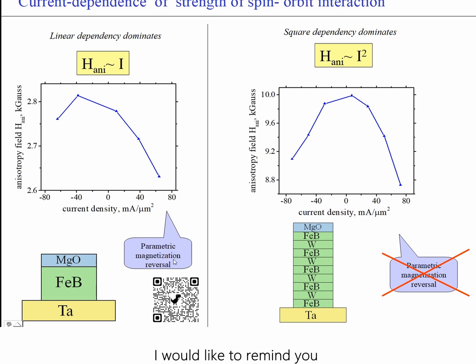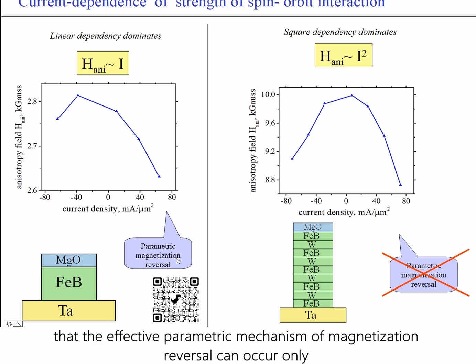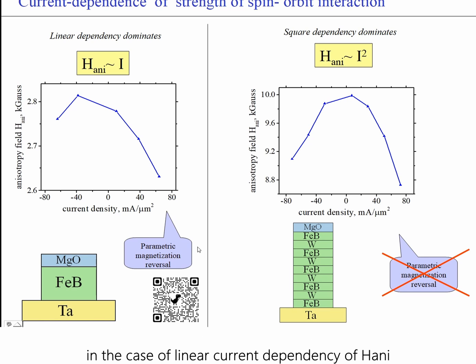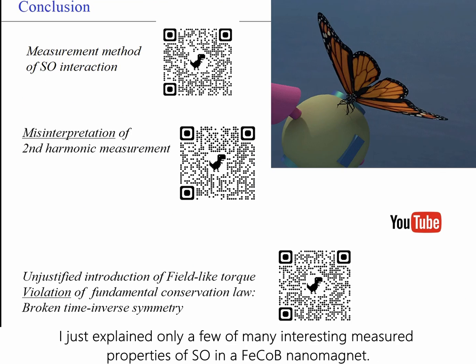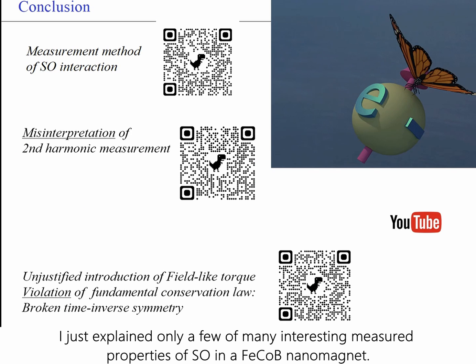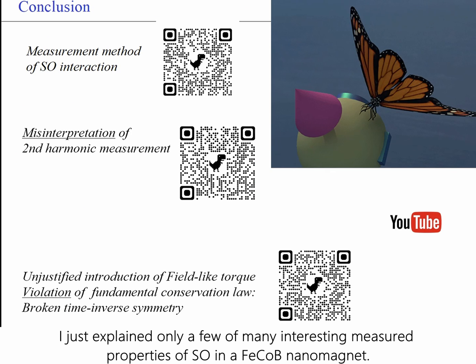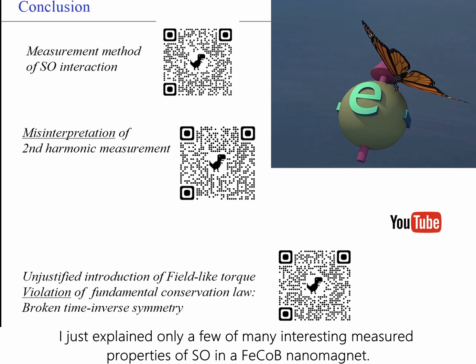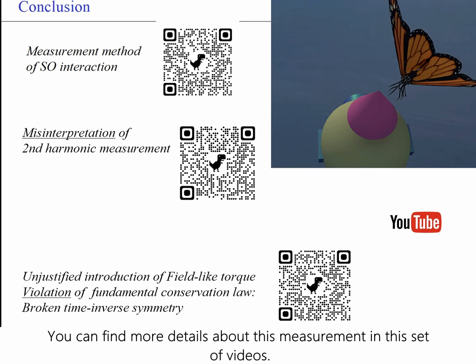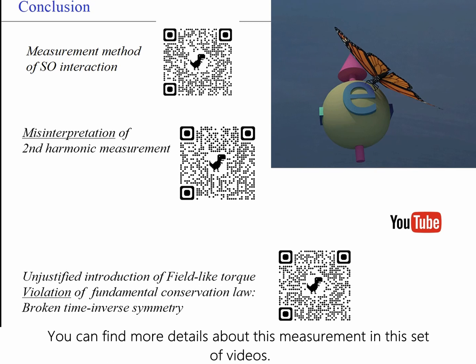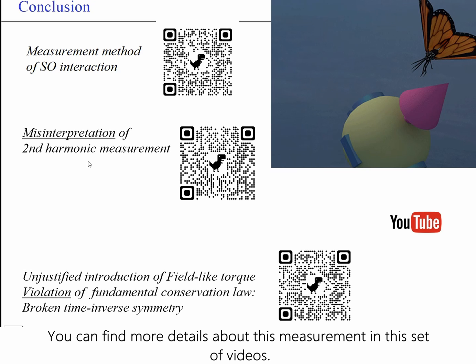I would like to remind you that effective paramagnetic mechanism or magnetization reversal can occur only in the case of linear current dependency of anisotropy field, and therefore can be used only in this case. I just explained only a few of many interesting measured properties of spin-orbit interaction in iron-cobalt-boron nanomagnet. You can find more details about this measurement in this set of videos.